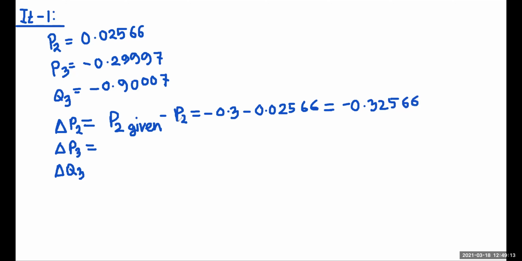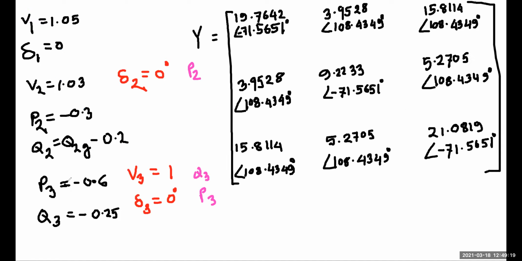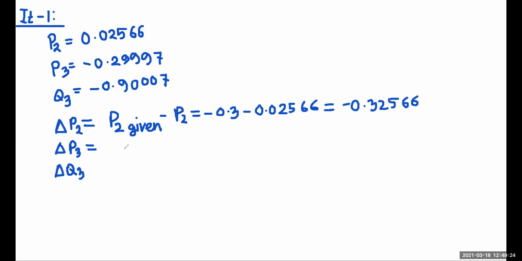Again, P3 given minus P3. So what is your P3 given? Minus 0.6. Good. Minus 0.6 plus this one, right? Minus 0.9 plus 0.29997.